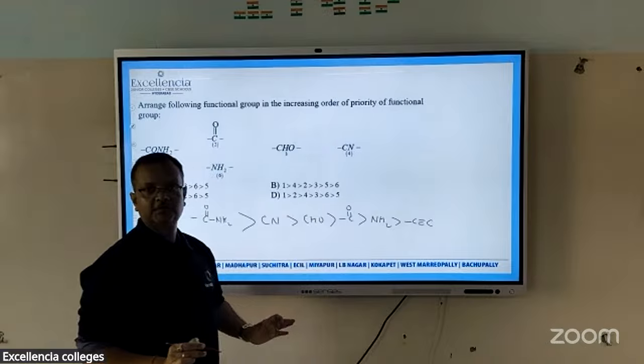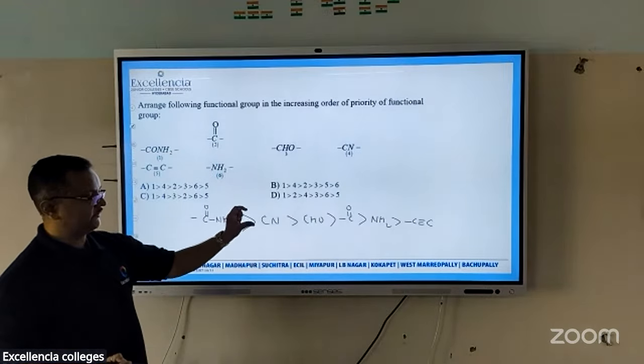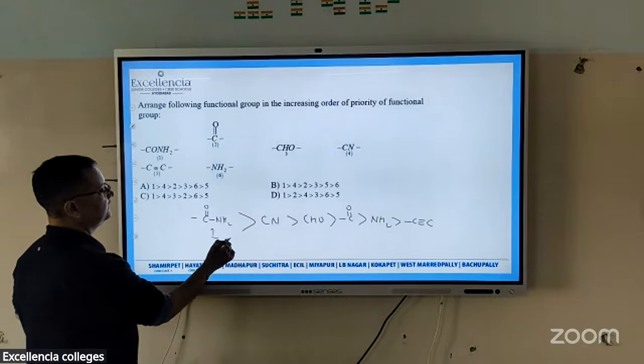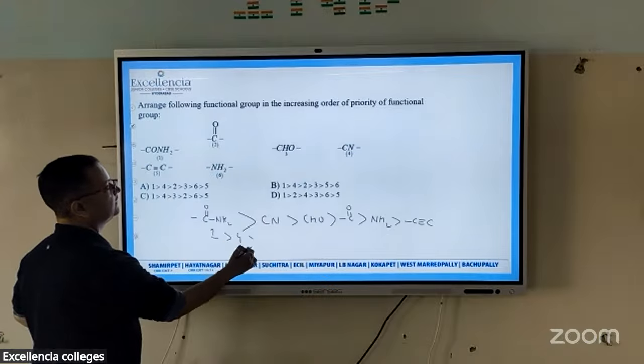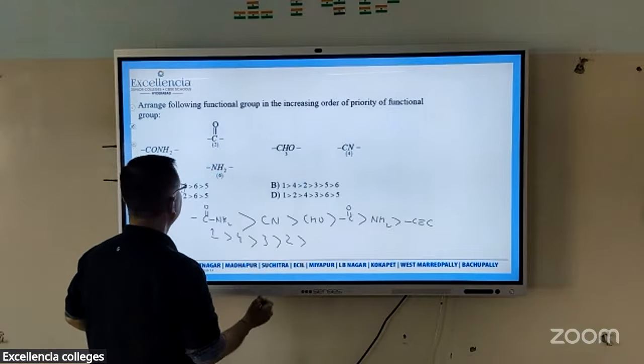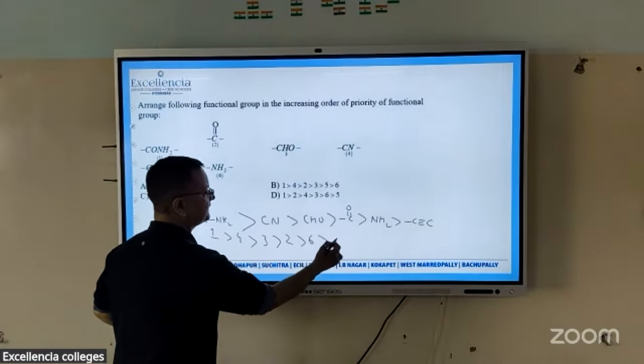So this is directly from your preference series of the functional group in the priority order. So what will the answer be? What's the number of this group? 1. Then Cl is 4 and CH2 is 3. Ketone is 2 and NH2 is how much? NH2 is 6 and triple bond is 5. So this is your answer.